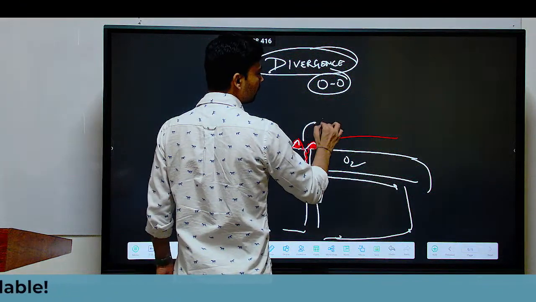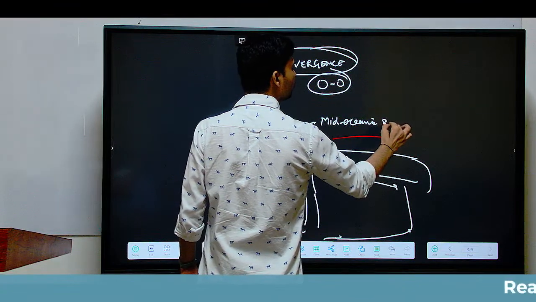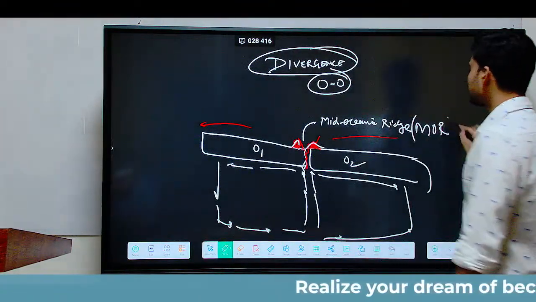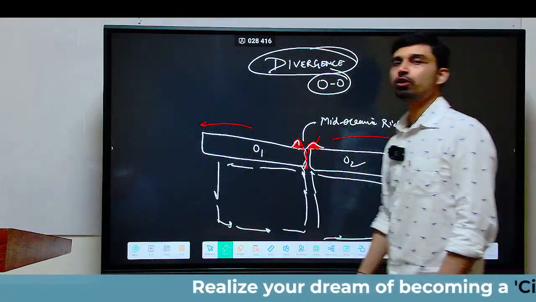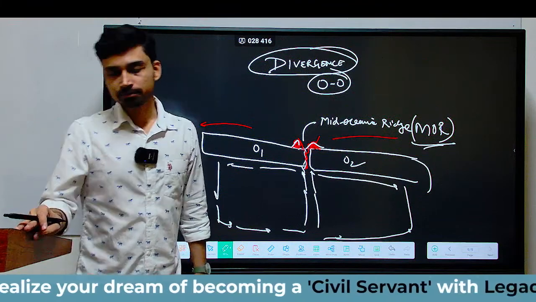So this is what we can refer to as mid-oceanic ridges, or in short it is also referred to as MOR, which is one of the most dominant features of the oceanic region, right?